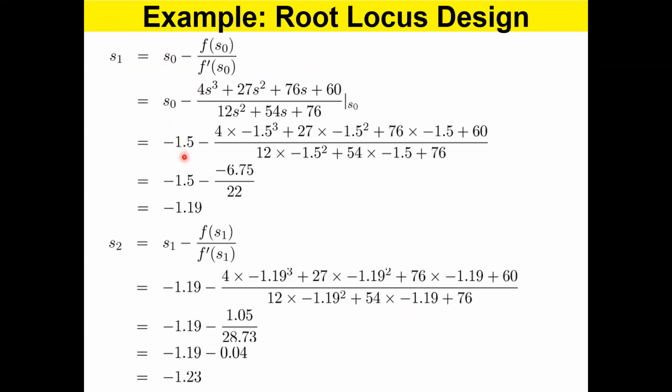Initial value is minus 1.5. We substitute for S0 and want to calculate S1. This is the equation: fs0 over f dash s0. So this is fs0.